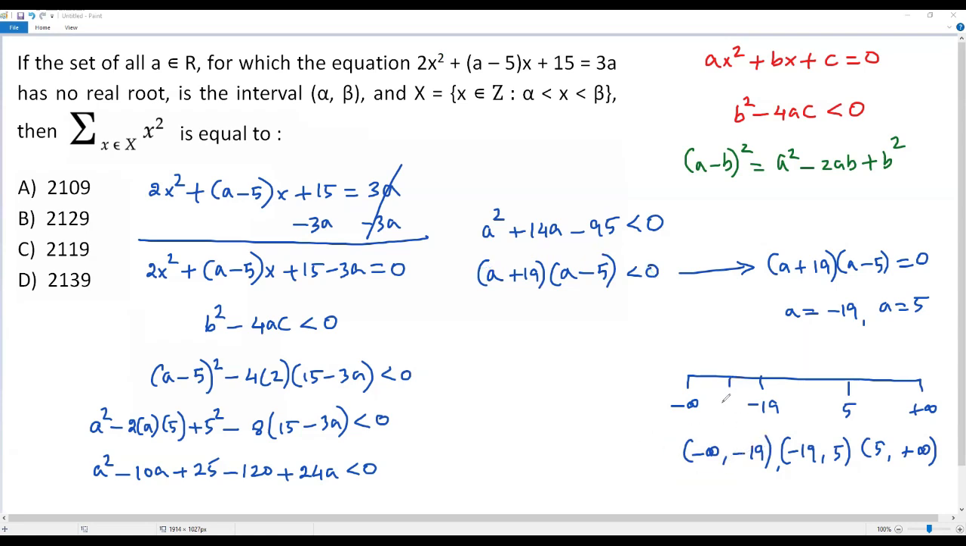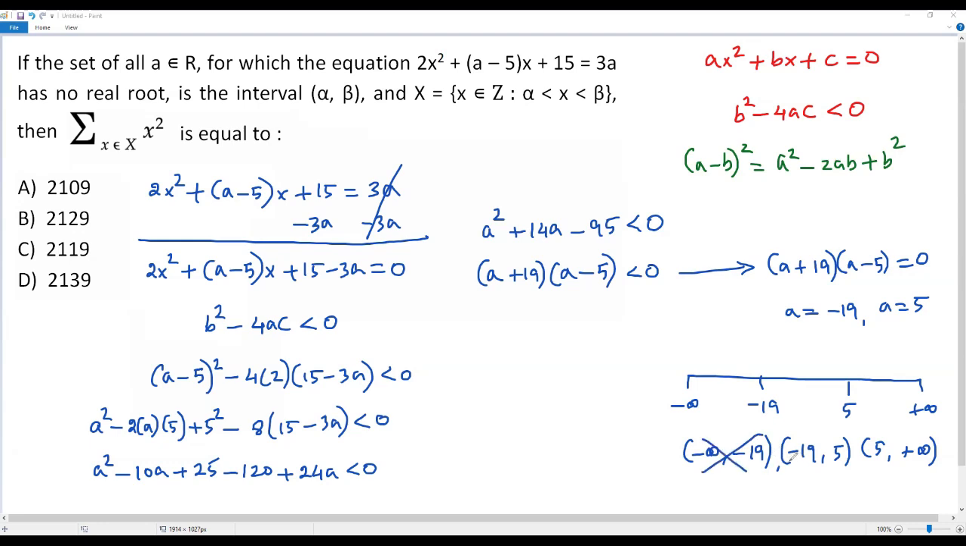Let me take a random value in the first interval. Probably we can take negative 20. When I plug in negative 20 over here, this factor will become negative 1. And when I plug in negative 20 over here, negative 5 will become negative 25. When I multiply them, it will become a positive value. A positive value less than 0 is false. So the first interval, negative infinity comma negative 19, does not satisfy the inequality, so we can reject this one.